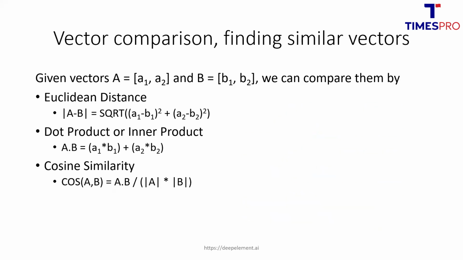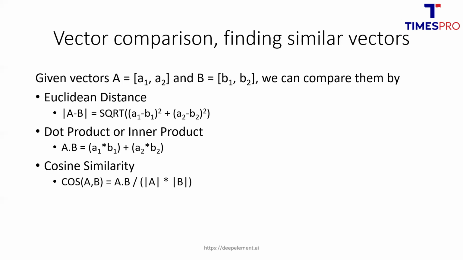Now that we know how to convert the raw data into vectors, what can we do with these vectors? How do we compare vectors? How do we find similar vectors? What kind of measures can we use? So there are three popular measures which can be applied to compare vectors. These are Euclidean distance, dot product or inner product, and cosine similarity. Cosine is a trigonometric function that we have studied in our school days. Okay, so these are the three standard approaches to compare vectors.